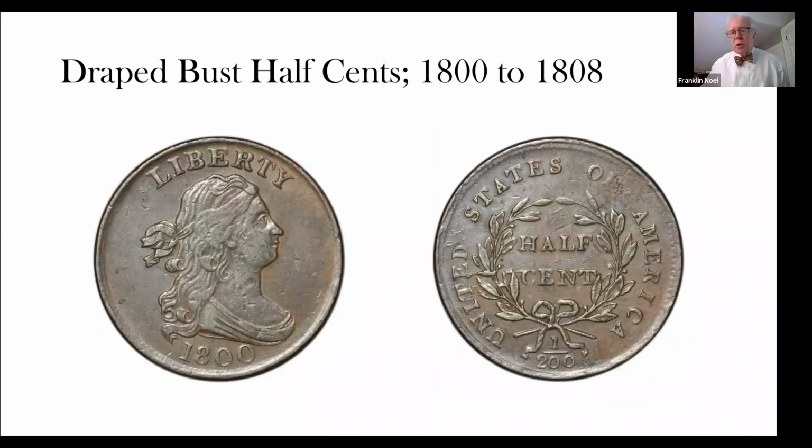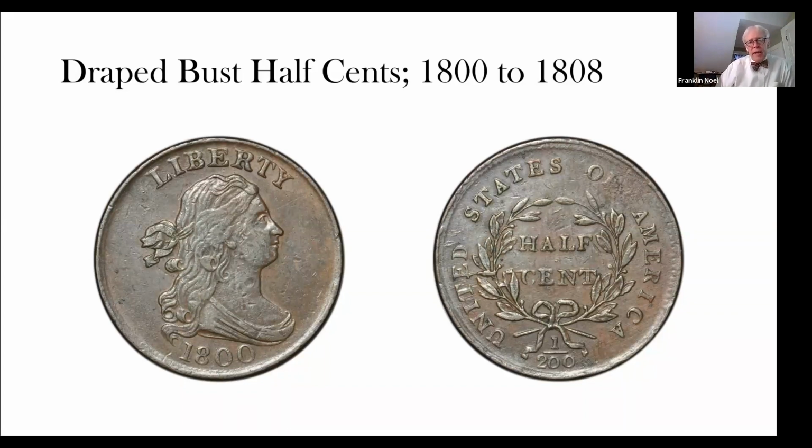So now let's move on to the draped bust half-cents. Draped bust liberty, as mentioned, first appeared on the dollar coin in 1795. In 1800, Robert Scott put her on the half-cent. She remained there through 1808. In some years, there were several interesting and a few very rare die varieties. 1800 was not one of those years.